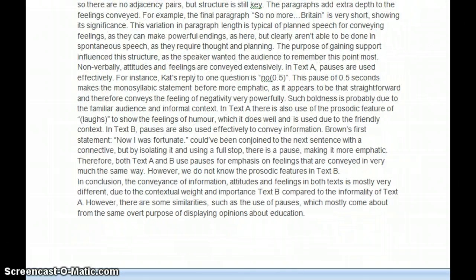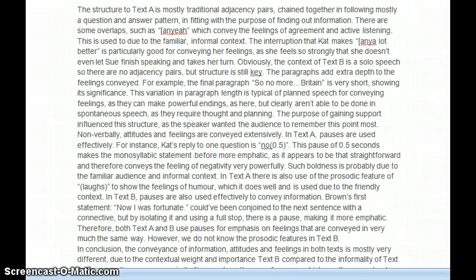I've got less than a minute left, so I'm going to super quick do this paragraph. The structure of text A is mostly traditional adjacency pairs, chained together and following mostly a question and answer pattern. Nice. There are some overlaps. This is due to the familiar informal context. Absolute rubbish, you haven't analysed it yet. So why are they familiar, why are they informal? And yeah, analyse that in detail.